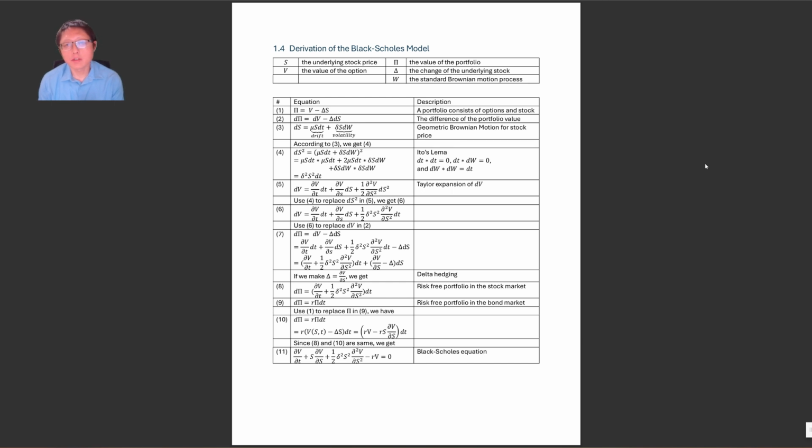If you are interested in the geometric Brownian motion derivation, you can look at a related video; we're not going to talk about it in detail here. So the purpose of equation 3 is because there's a ds in equation 2. We want to figure out what ds is equal to. So that's the reason we have equation 3.